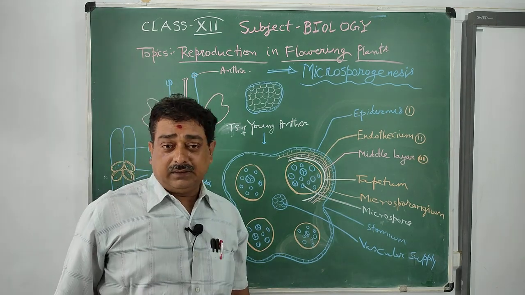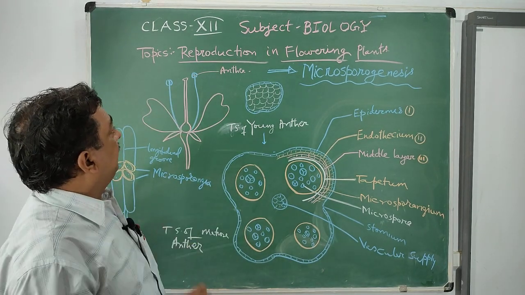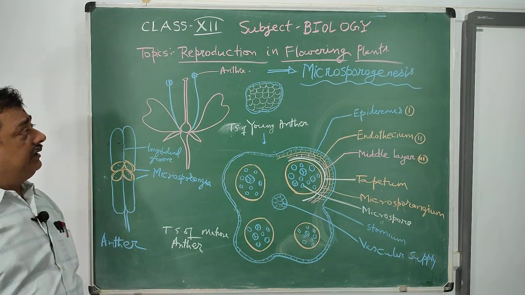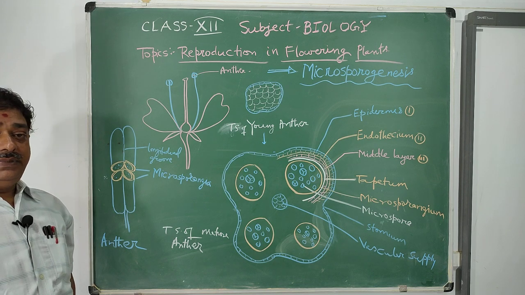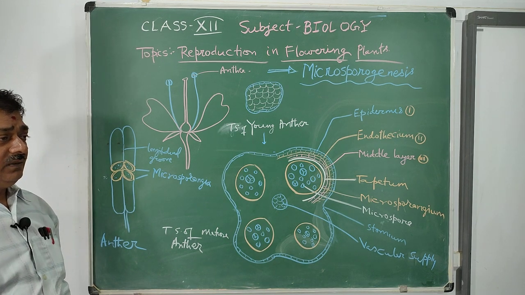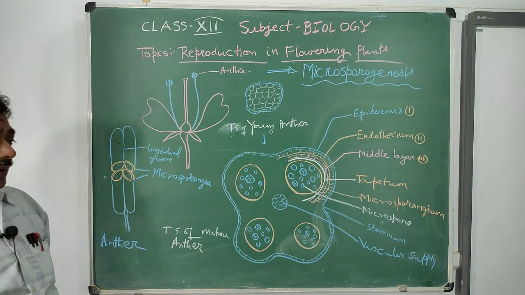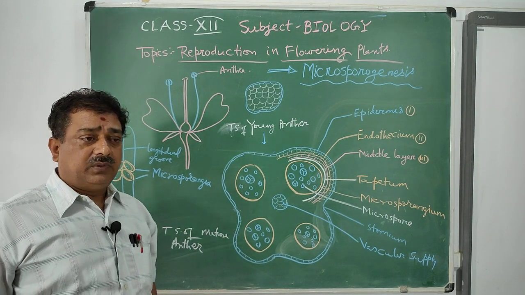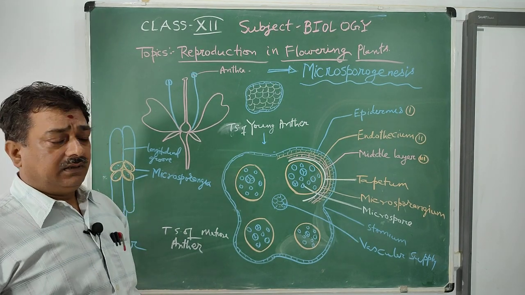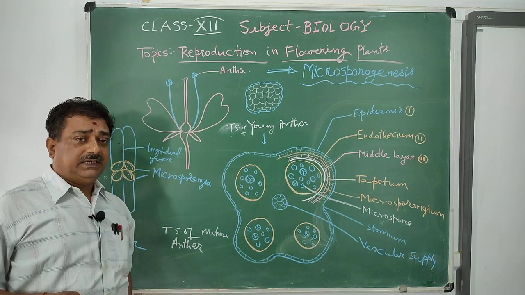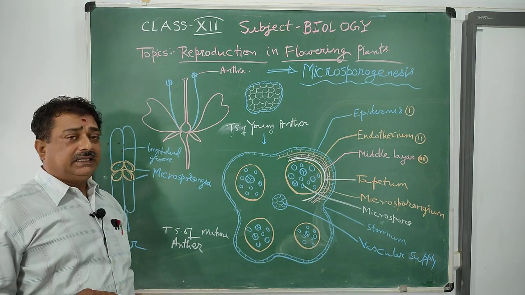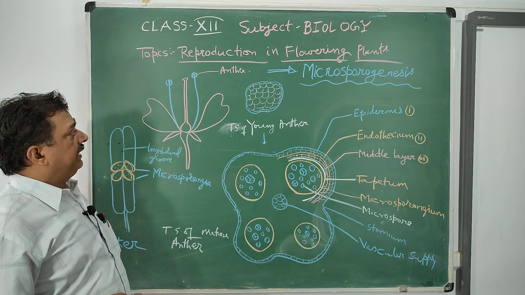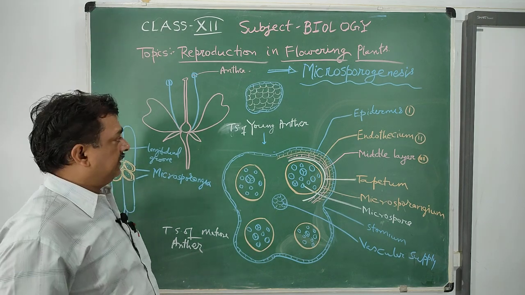Today, I would like to start reproduction in flowering plants for class 12 boys. Reproduction is very important. What is the meaning of reproduction? Reproduction means copying of DNA from parent to offspring by various modes, maybe asexual or sexual. Asexual reproduction may be vegetative type. All vegetative are asexual reproduction, but sexual reproduction is very important, which leads to variation.